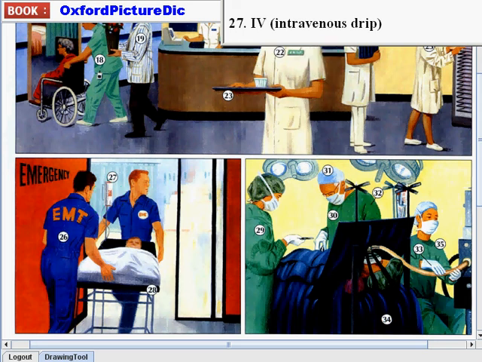Next, we have the stretcher or the gurney. Stretcher or gurney is used for transporting injured, sick, or dying persons. This thing here, a padded hospital stretcher on wheels, is what we call the gurney. This is used to transport patients. Gurney or stretcher.